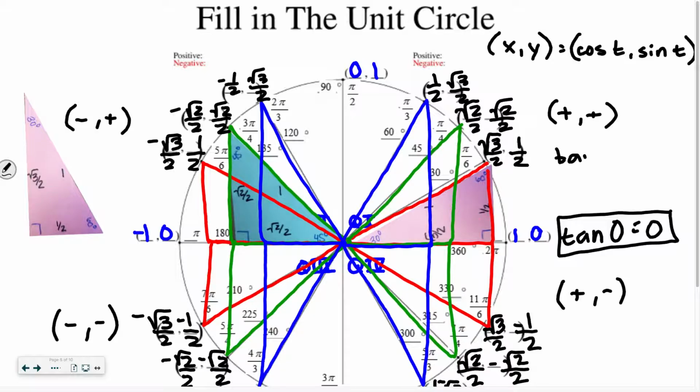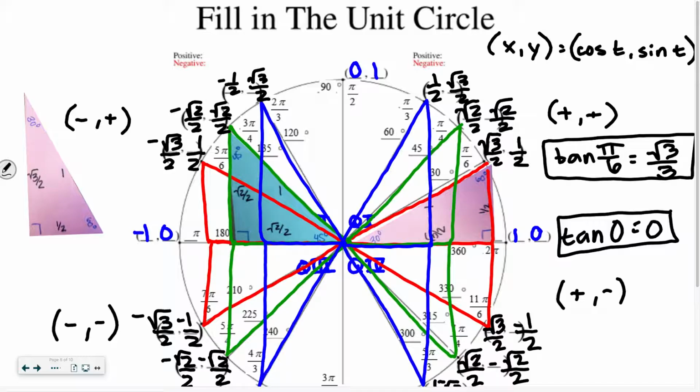If we were to do the tangent of pi over 6, I'll do my work off to the side. I'd be doing y, which is 1/2, over x, square root 3 over 2. So 1/2 divided by square root 3 over 2. To divide fractions, I multiply by the reciprocal, 2 over square root 3. The 2's cancel. That's 1 over the square root of 3, which I then rationalize. The tangent of pi over 6 is square root 3 over 3. That should sound familiar from Algebra 2.